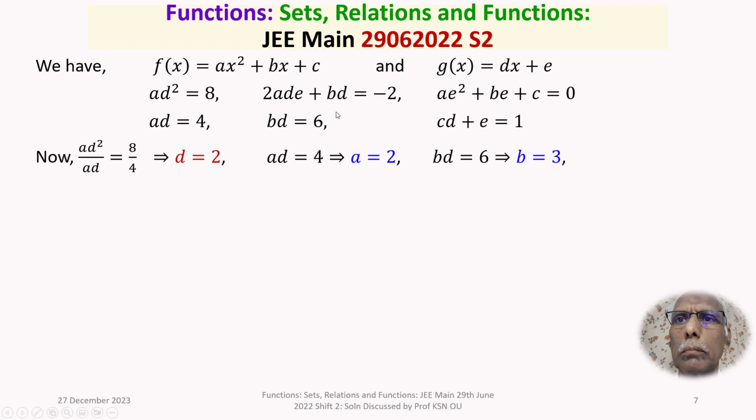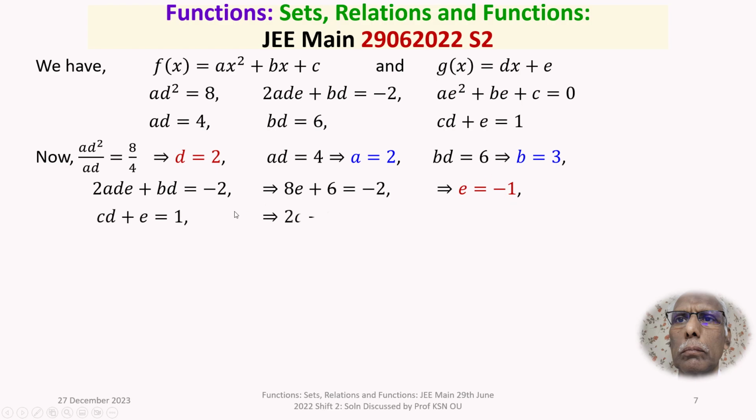Now we go to this one, 2ADE plus BD is equal to minus 2. In this, 2A, 2 into 2, D is 2, that is 8E plus BD, BD is already 6, this is 6. So 8E plus 6 is equal to minus 2. So you will get E will be minus 1. 8E will be minus 8 and E is equal to minus 1.